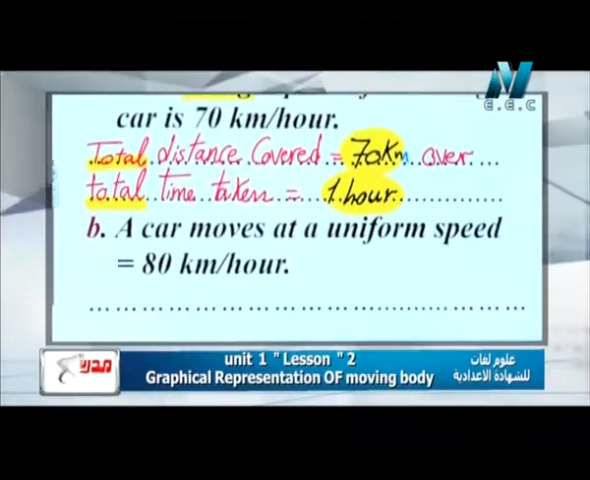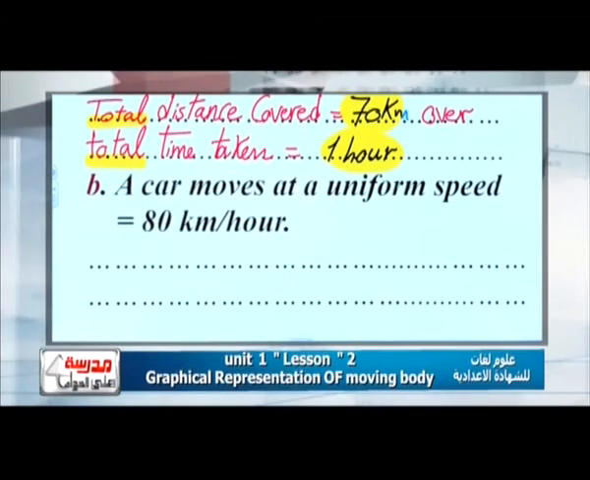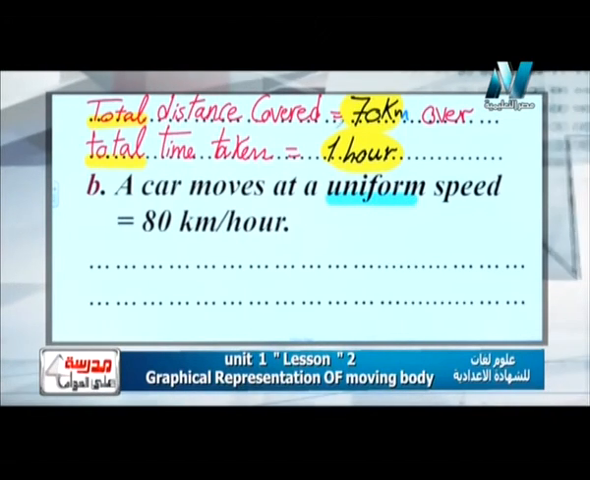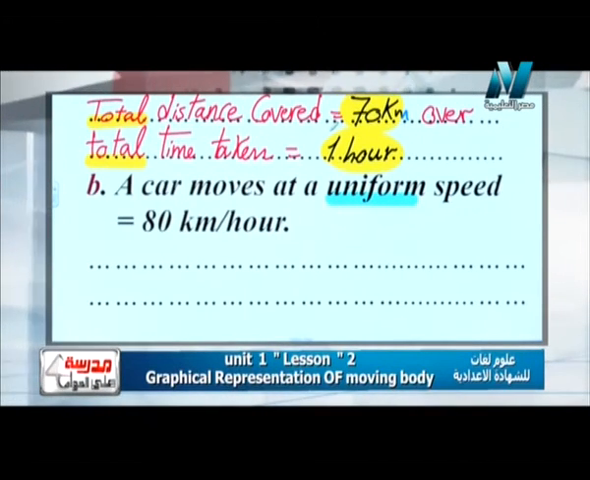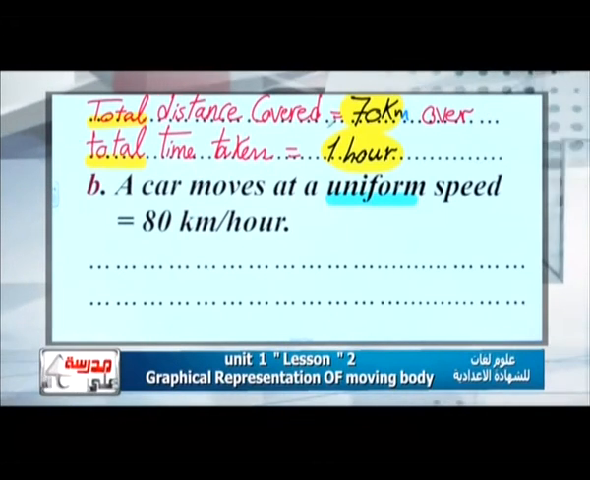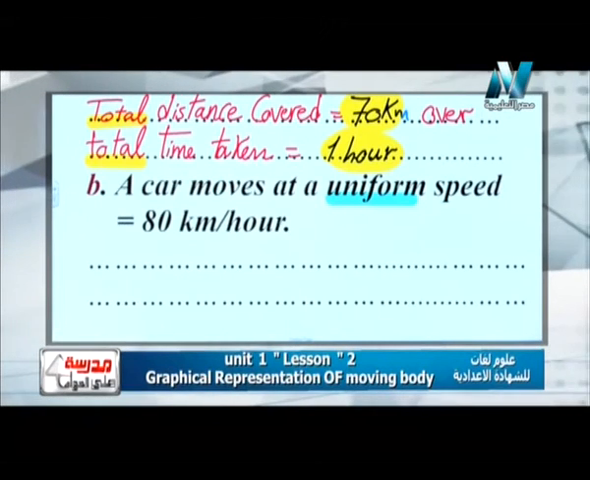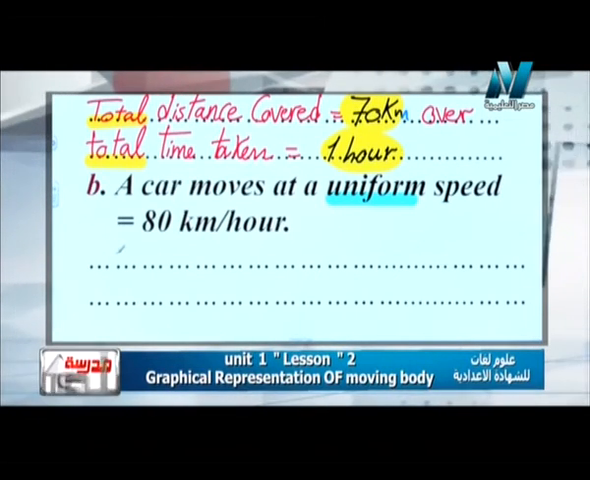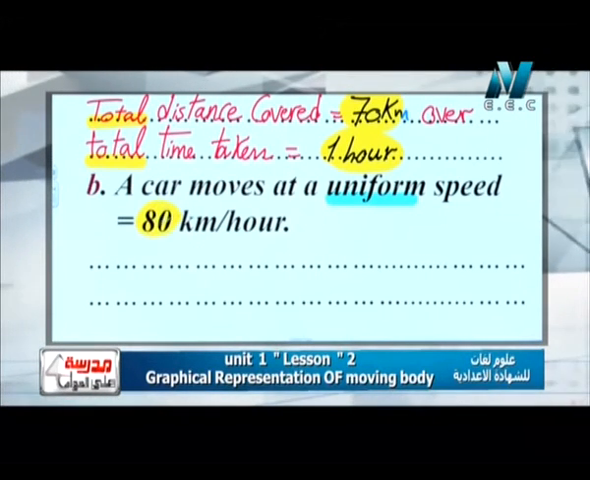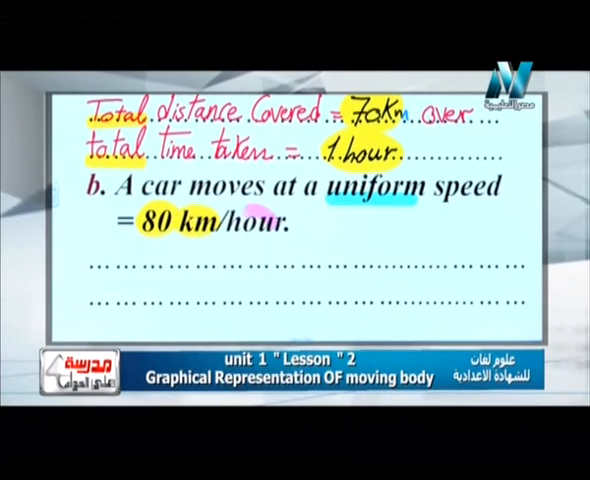A car moves at a uniform speed of 80 km per hour. What is meant by uniform speed? We know uniform speed: a body covers equal distances at equal intervals or periods of time. صح؟ تمام. So we will define uniform speed but with a number, هنعرفها بنمبر, as we see here, 80 km per hour.